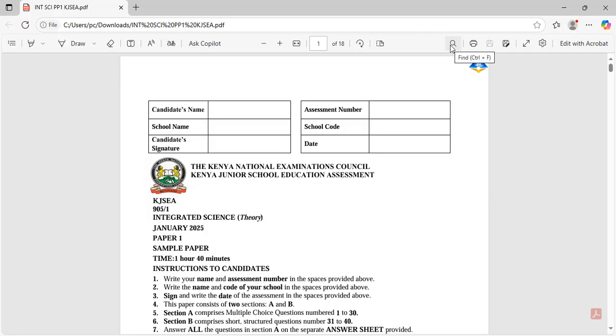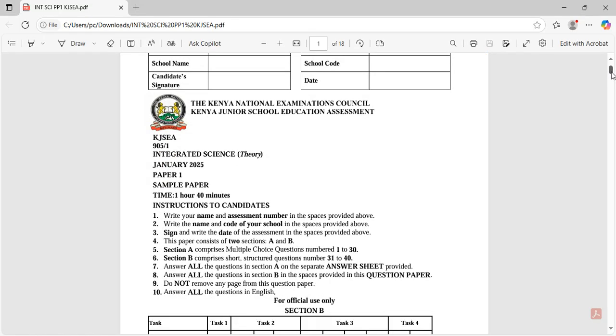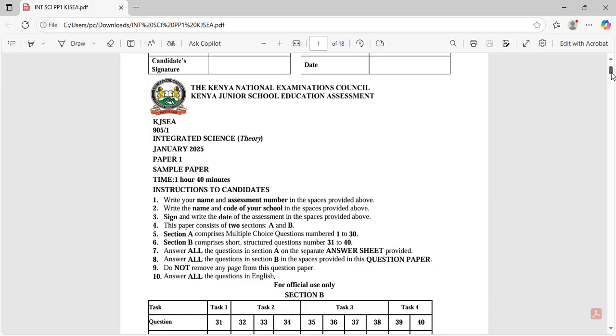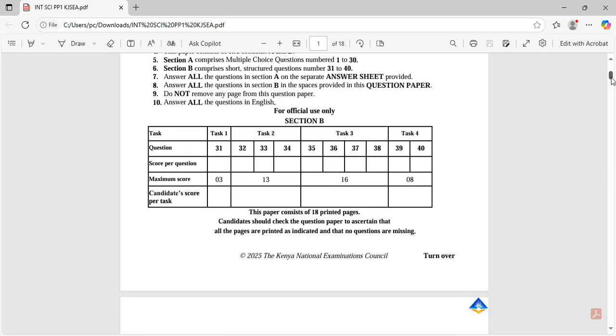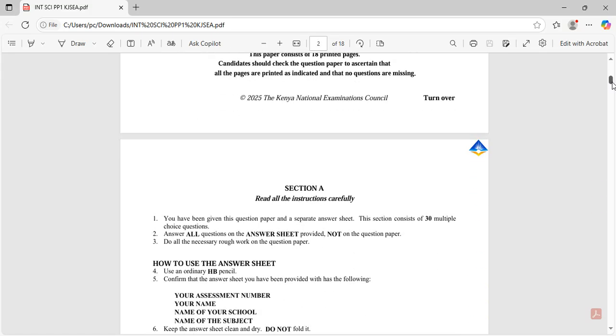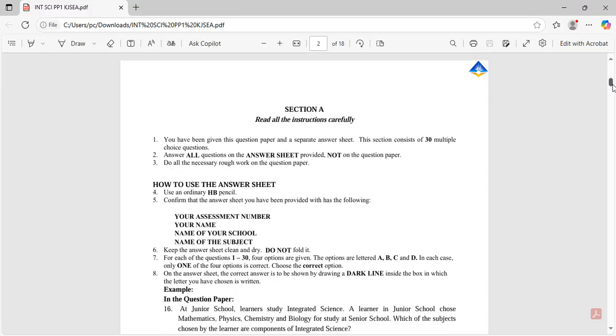And in today's video I'm going to be going through the sample paper for KJSEA, which is going to be done at the end of the year, paper 1. As usual, you have the details. The learner is expected to fill in the name, school name, signature, assessment number, school code, I think even the date. And you have the instructions there. Yes, by now the teacher should have told you all the instructions to be followed. And we have the official use page, that's not for the learner.